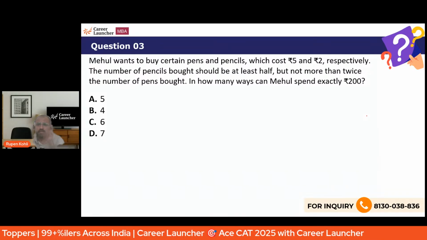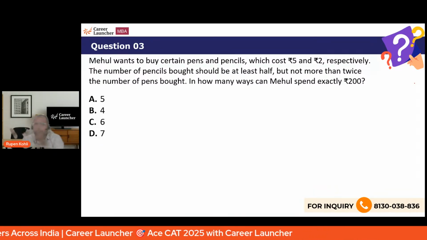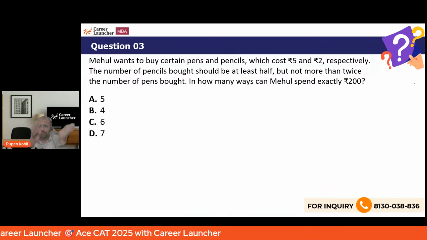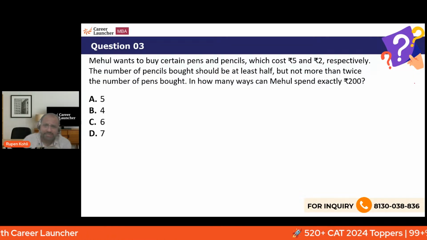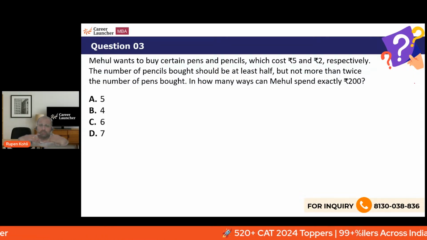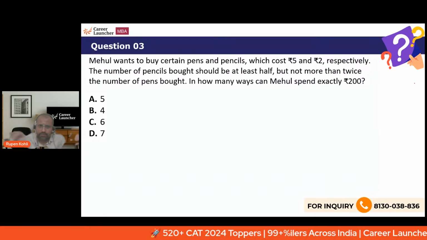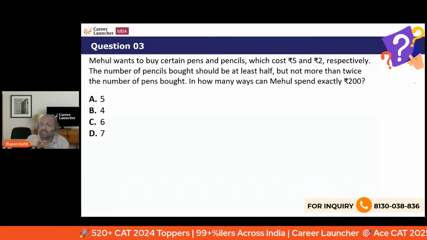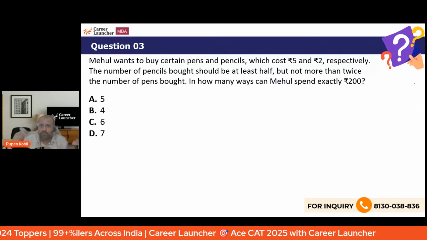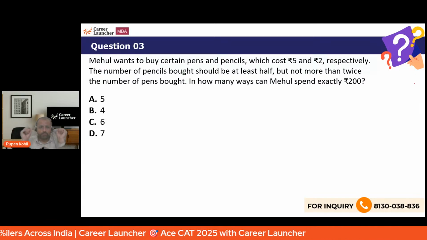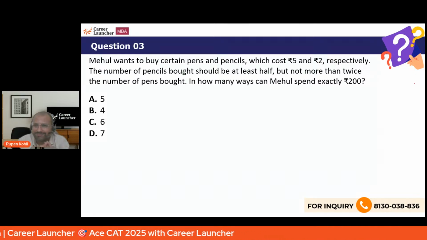So now we have a mathematical constraint in terms of the number of items bought. Right. So you cannot buy very few pencils. Also, you cannot buy a very high number of pencils. There is a range from half to twice the pens. In how many ways can Mehul spend exactly, not 1 rupee less than, and not 1 rupee more than, 200 rupees?